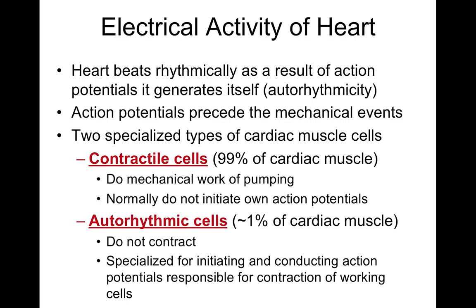Then you have about 1% of the cardiac muscle cells being autorhythmic cells. These autorhythmic cells don't contract. Instead, these are specialized for initiating and conducting action potentials responsible for the contraction of the working cells. So these are forming, I guess you could say, the electrical wiring of the heart muscle, sending the signal through the heart muscle to help coordinate the contraction.